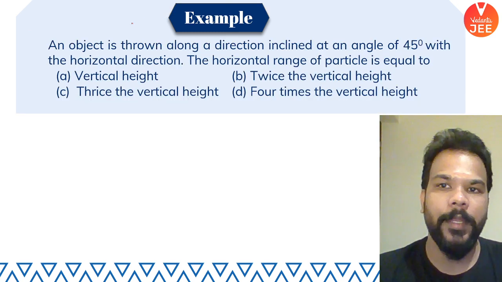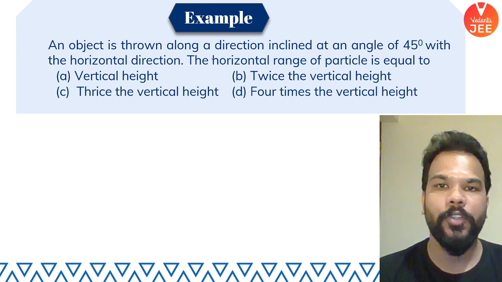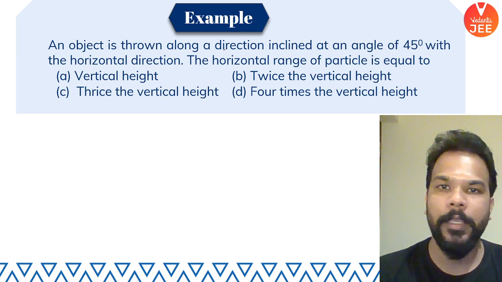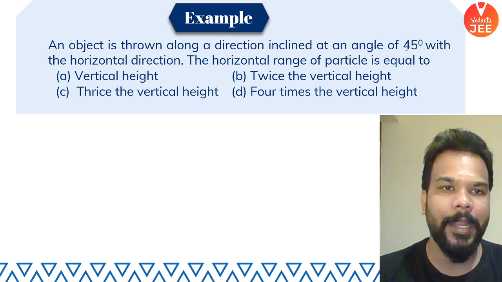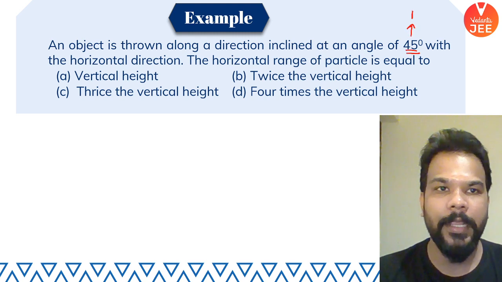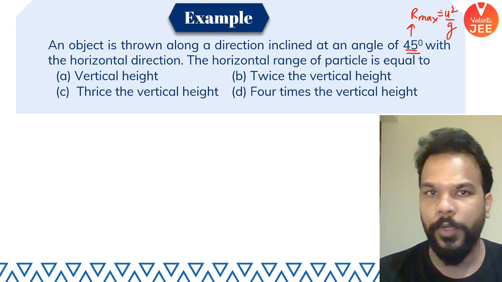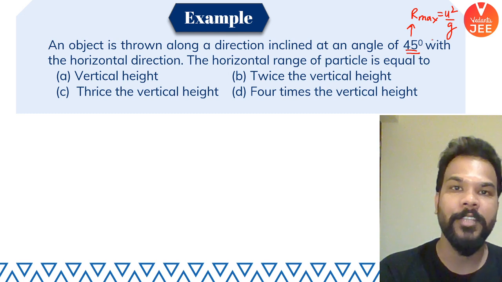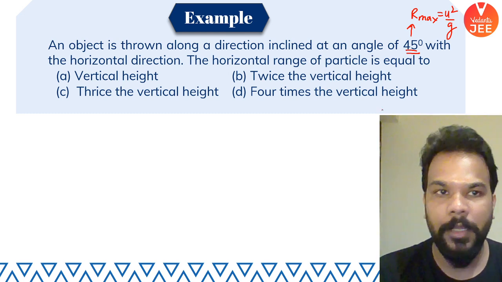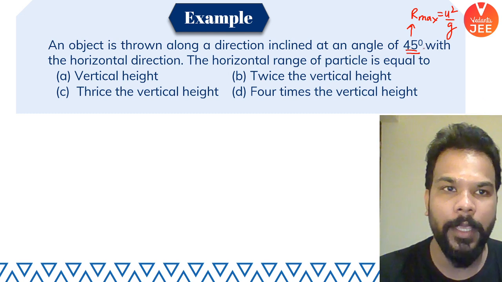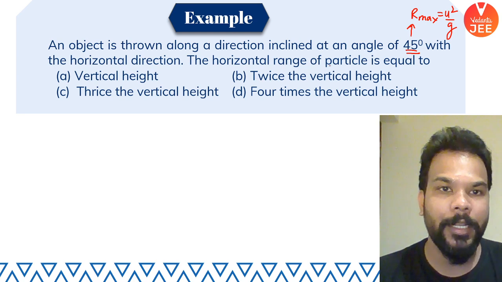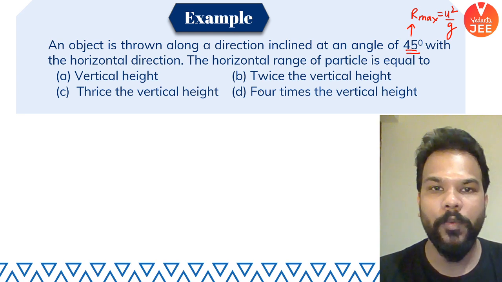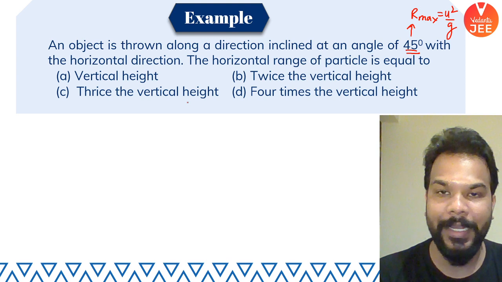Okay, next one. The object is thrown along a horizontal in the direction inclined at an angle 45 degree. Definitely R will be R max, which is equal to u square by g. I showed it to you a few minutes before. That angle 45 degree is when the body covers maximum distance horizontally. So the horizontal range of the particle is going to be equal to how much with respect to the vertical height, if I say.